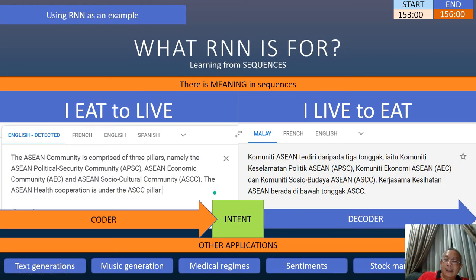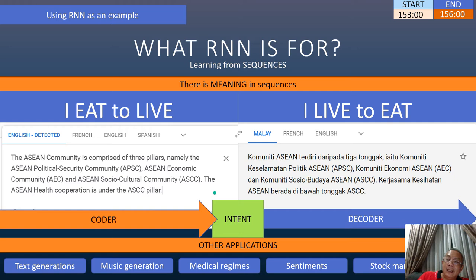So what a recurrent neural network is good for is learning from sequence. Sometimes the sequence of data is important. Sometimes only the quantity of data is important. Quantity of data is important, for example, if you want to sell burgers, how many burgers do you sell? It doesn't matter whether you sold the burger yesterday or today or tomorrow or last month or last week. It's only how many burgers you sell. That's important.